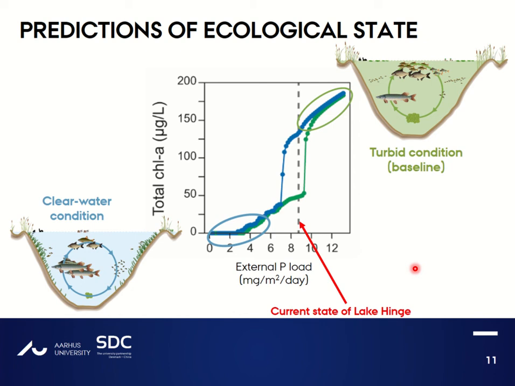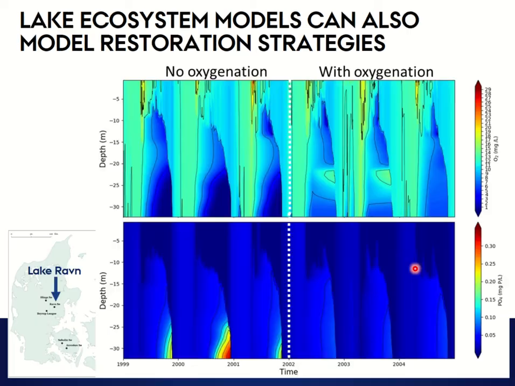But these are not the only restoration strategies that can be evaluated with the WET model. The lake ecosystem model can also simulate and assess different restoration strategies, for example, oxygenation of the hypolimnion in the summer stratified Lake Ravn, which was also one of the lakes in our project. Here you see two simulations of dissolved oxygen concentrations and phosphorus, one with no oxygenation simulated and one with oxygenation simulated at 22 meters.